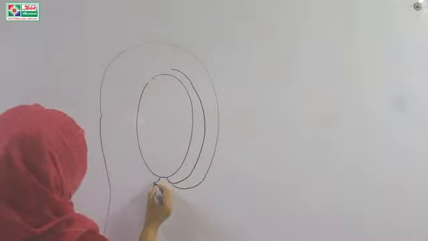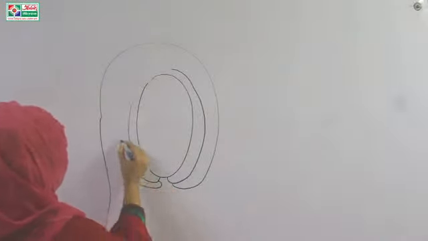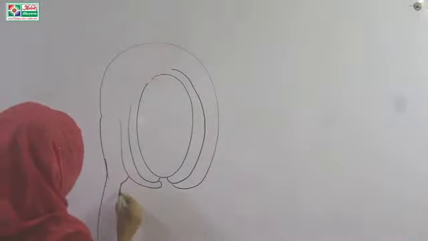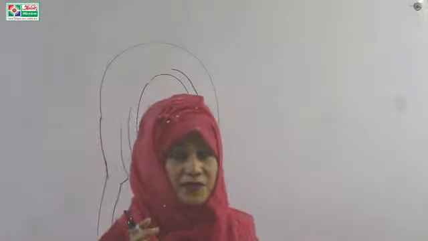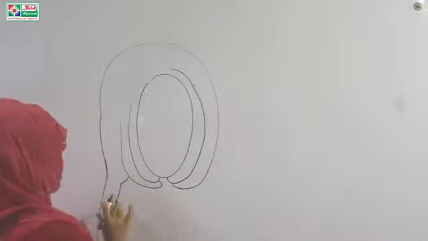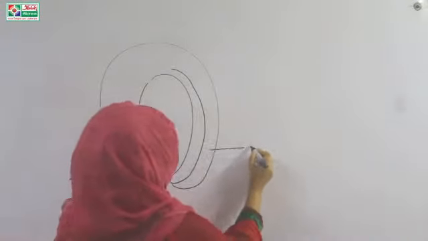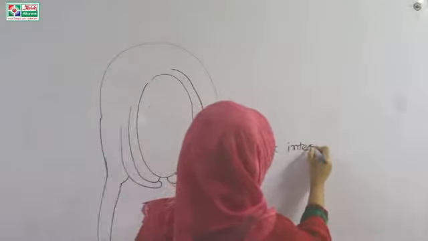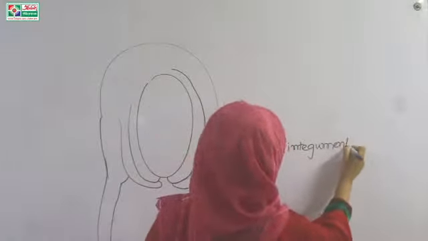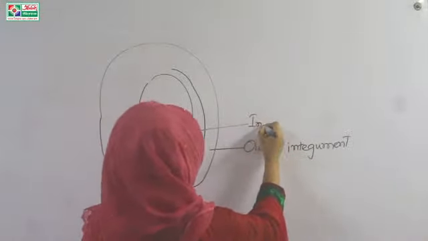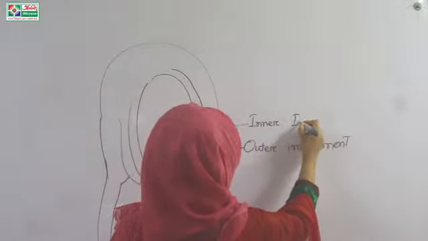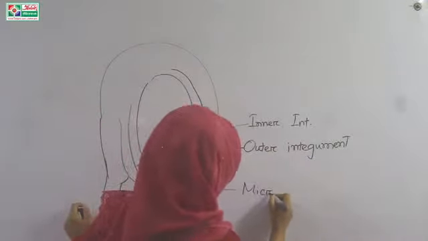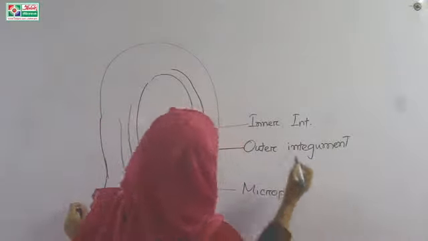This is a typical anatropous ovule. This is an upside down ovule. The micropylar end is towards the funicle. This is the outer integument. You can draw with me. This one is the inner integument. Right? This is the micropyle. This is the chalaza.